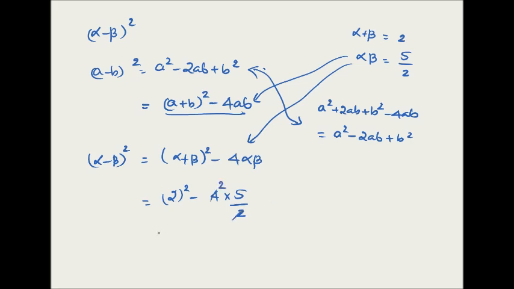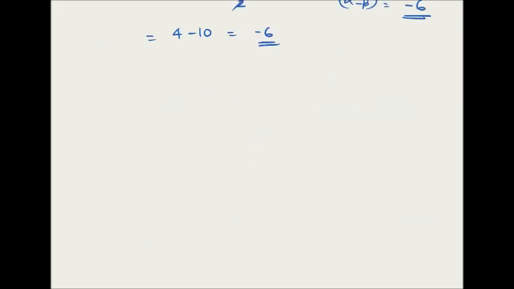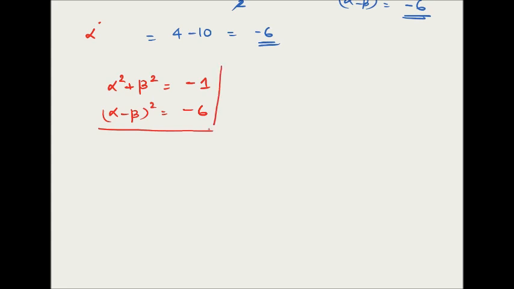That's equal to 4 minus 10. That's equal to minus 6. That is alpha minus beta the whole square is equal to minus 6. Hence the final answers are alpha square plus beta square is equal to minus 1 and alpha minus beta the whole square is equal to minus 6. That's all in this video.